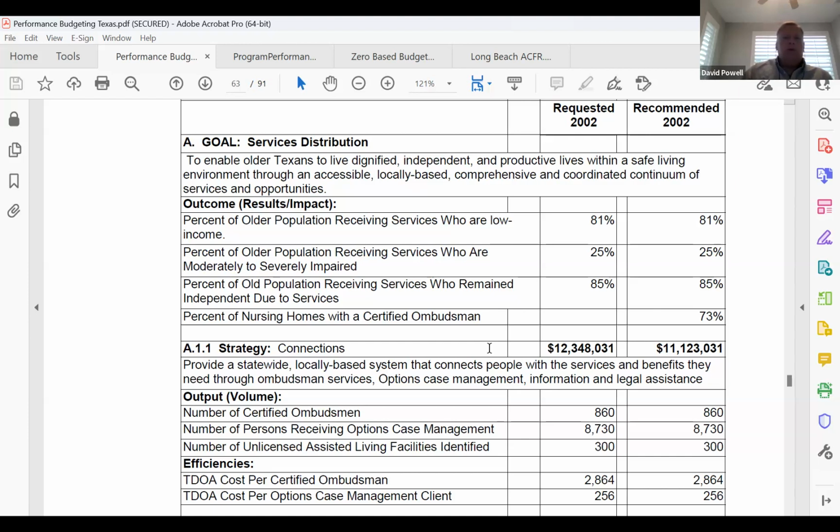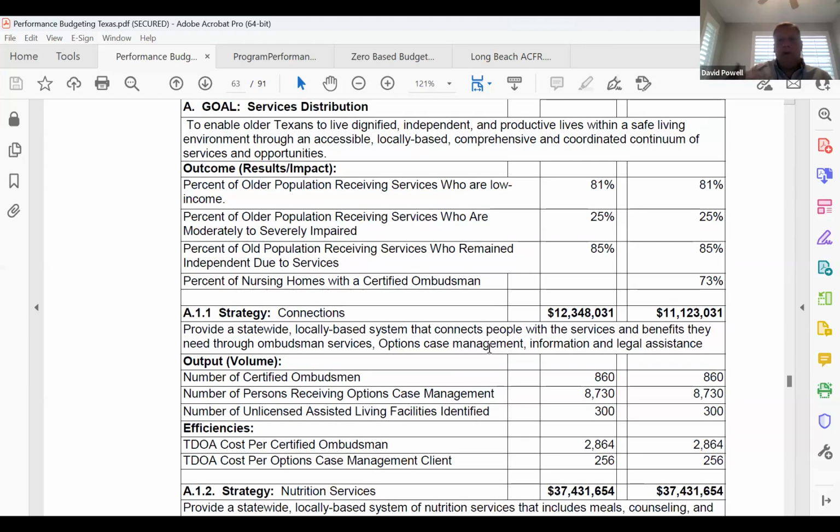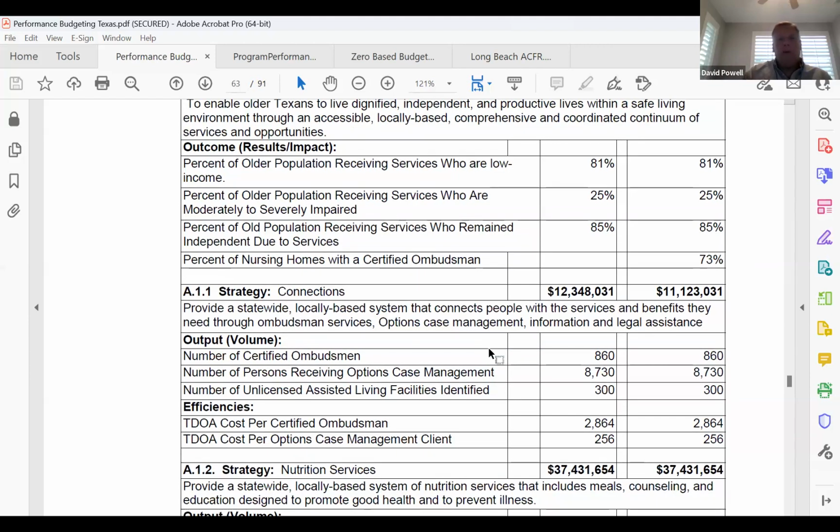So once we engage in this strategy of providing ombudsman services, case management, information, and legal assistance, what are we then going to be doing? Well, we're going to spend the money on hiring certified ombudsmen. You can see 860 certified ombudsmen. The number of people receiving options case management, 8,730. The number of unlicensed assisted living facilities that we've identified to try and rectify, 300. So these are the things that we are trying to achieve in terms of the outputs that we are creating with the money we are spending.